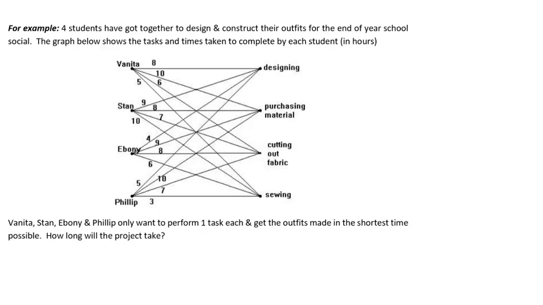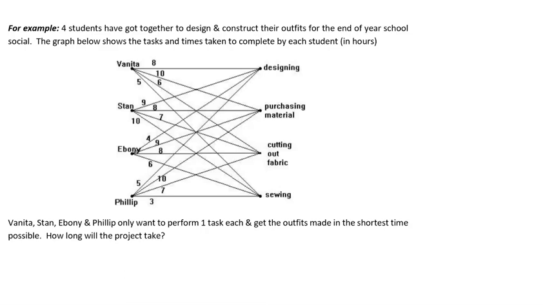Hey guys, this video will take you through a worked explanation of the example that runs over the 3 pages in our notes here. So here we have the 4 students who have got together to design and construct their outfits for the end of year school social, and the graph shows the tasks and the times taken to complete by each student in hours.